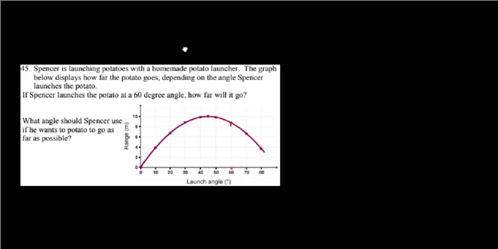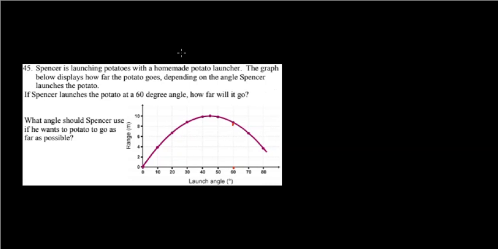Alright, cool. Next problem. Spencer is launching potatoes with a homemade potato gun. The graph below displays how far the potato goes depending on the angle Spencer launches the potato. If Spencer launches the potato at 60 degrees, how far will it go? And it looks to be about, I'm going to say, 9 meters. So what you do is you look at 60 and see where around the range it is. And so you use your units of range.